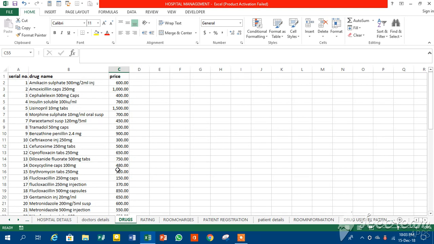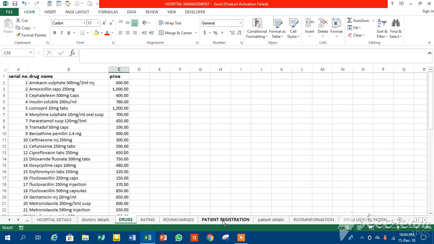is the drugs sheet, and in our medical center we have different types of drugs that we administer or offer to our patients and their respective prices. That is, we have the drugs here and their prices are indicated as listed below.